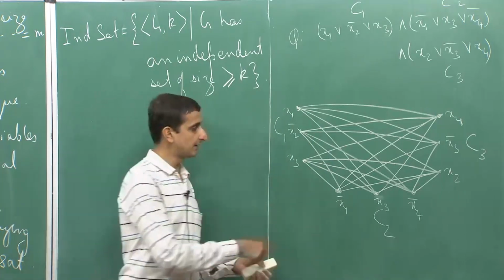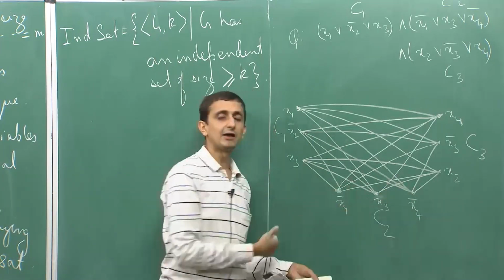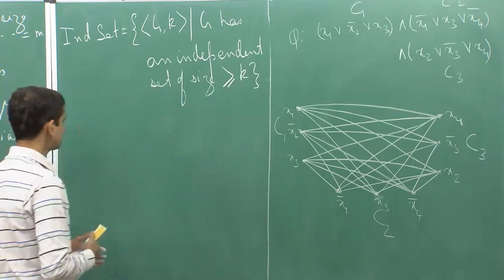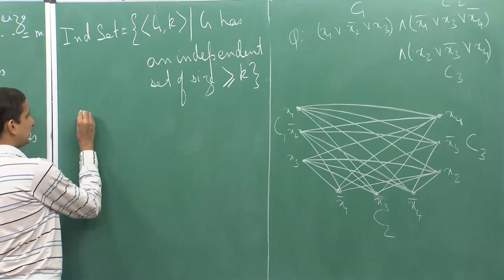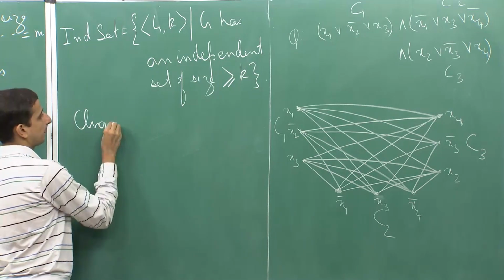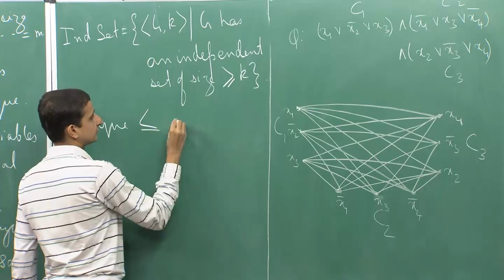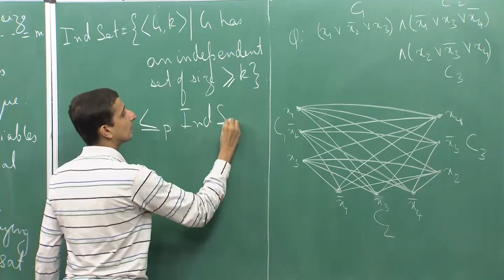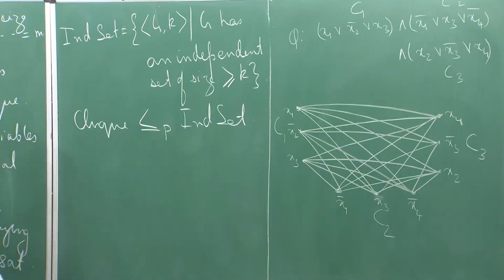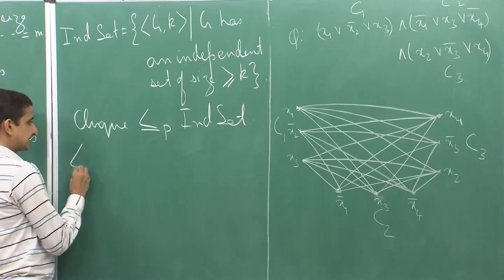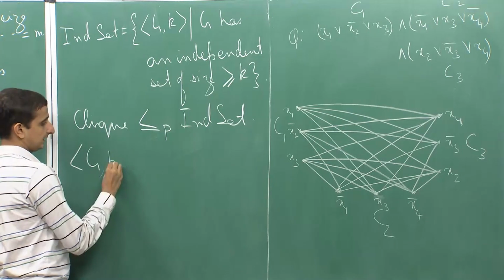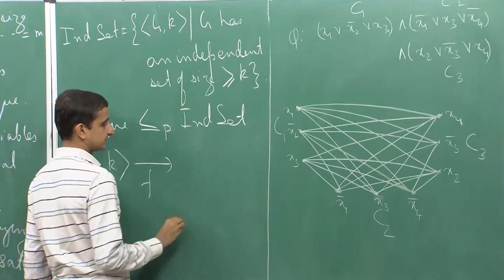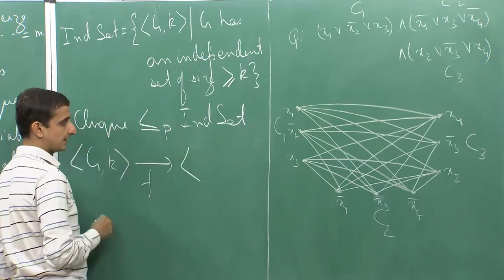Okay. Similarly, if I look at these 3 vertices, they also form an independent set, and so on. So, what we will show is that clique reduces to independent set. We take an instance of clique, let us say G comma K, and we give a function that outputs an instance of independent set.